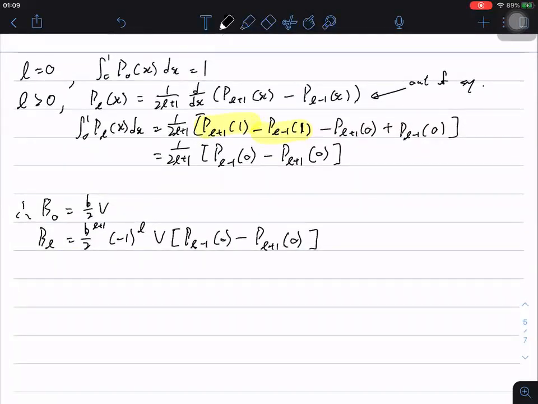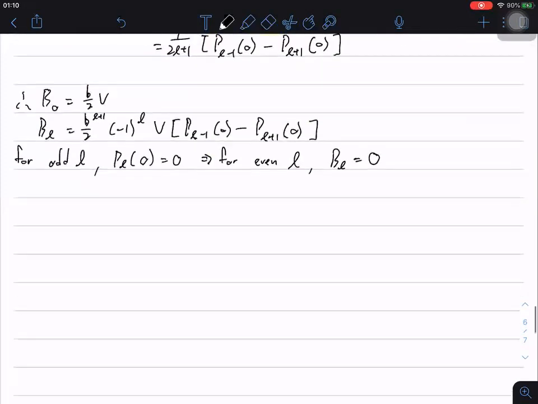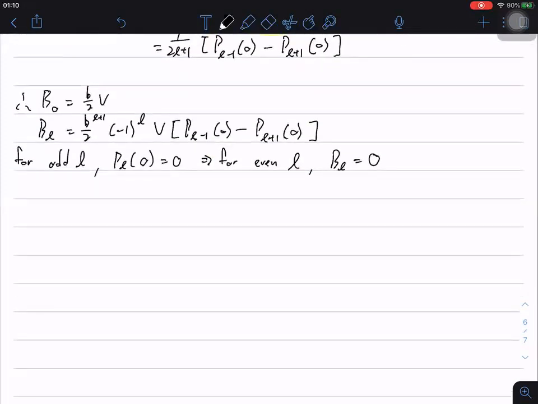Moreover, for odd number L, since P_L is an odd function, P of 0 must equal 0. That means for even L, because B_L is dealing with the Legendre polynomial of order L minus 1 and L plus 1, B_L is equal to 0. Now we have found the coefficient.